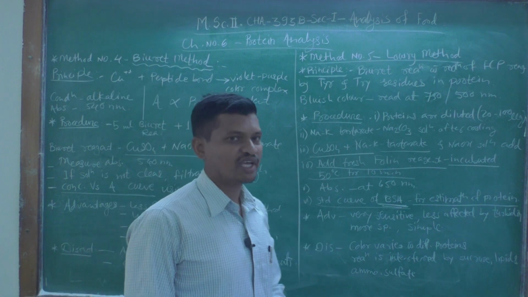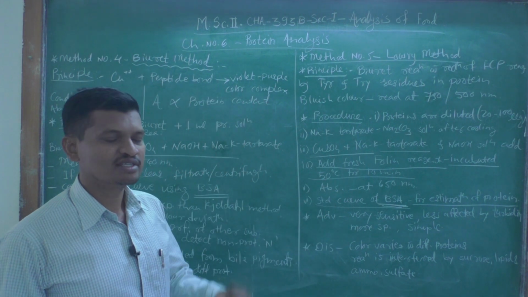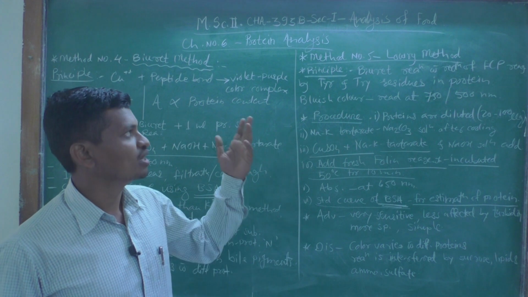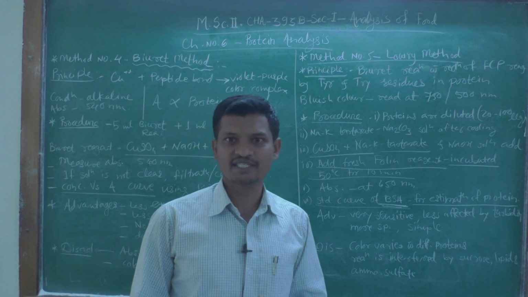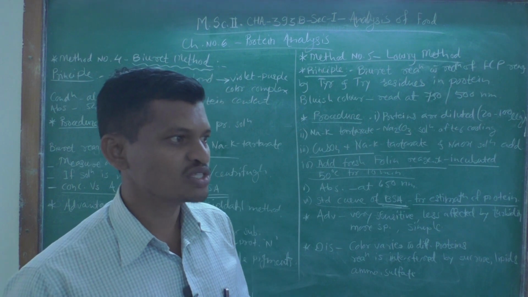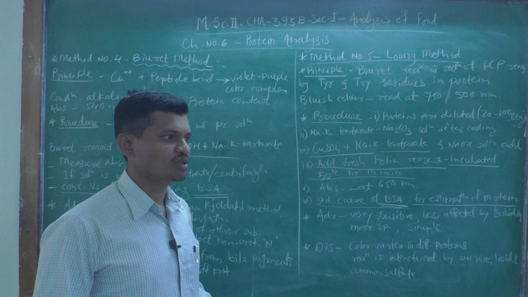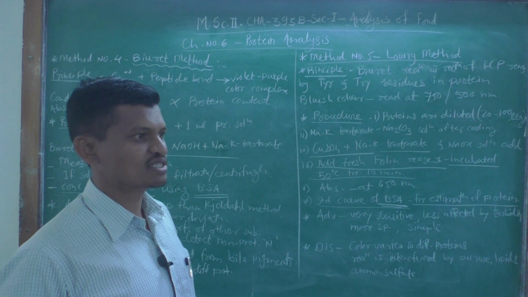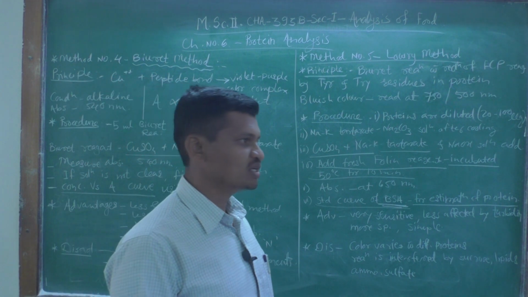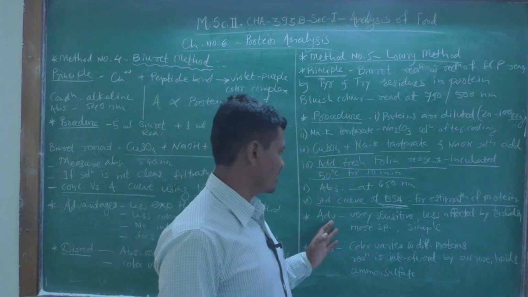Then applications. What are the applications? The Lowry method is used for the analysis of protein present in food samples. So this is a very versatile method, as we can use it for the analysis of proteins in different foodstuffs.